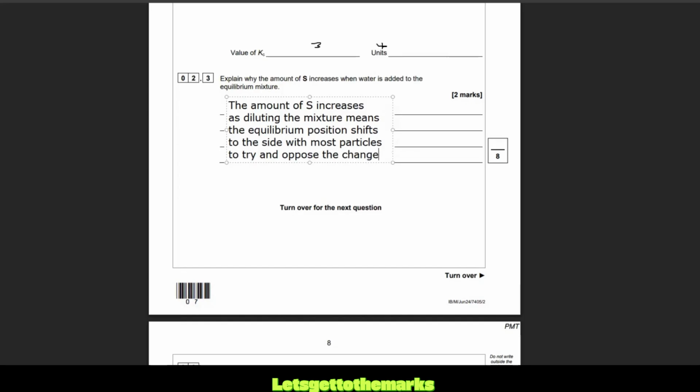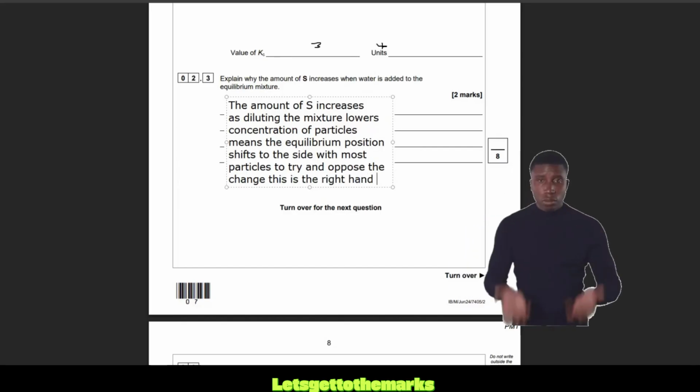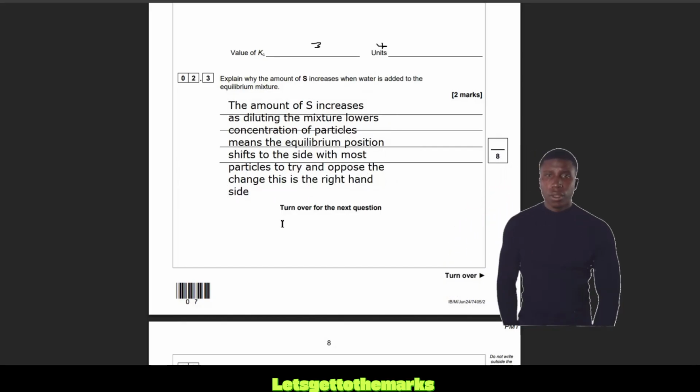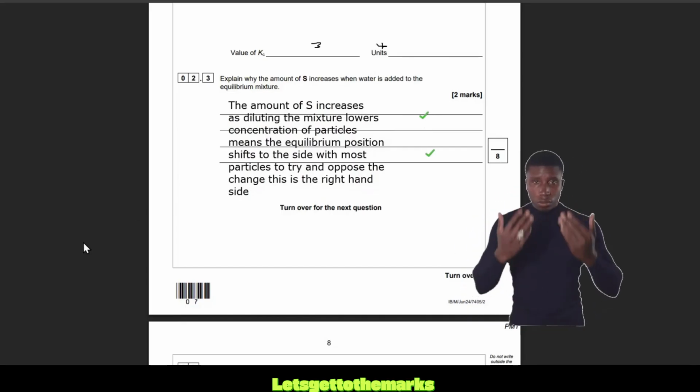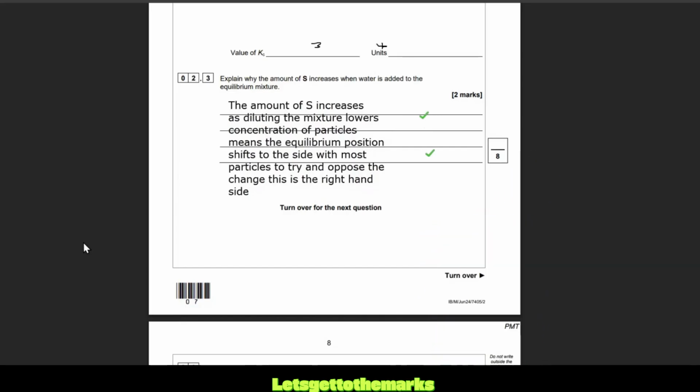Right, so the amount of S increases as diluting the mixture lowers concentration, or I'm extending it a little bit. So the amount of S increases as diluting the mixture lowers the concentration of the particles, which means the equilibrium position shifts to the side with the most particles to try and oppose the change. This is the right hand side. Bosh. Look at that nasty question.